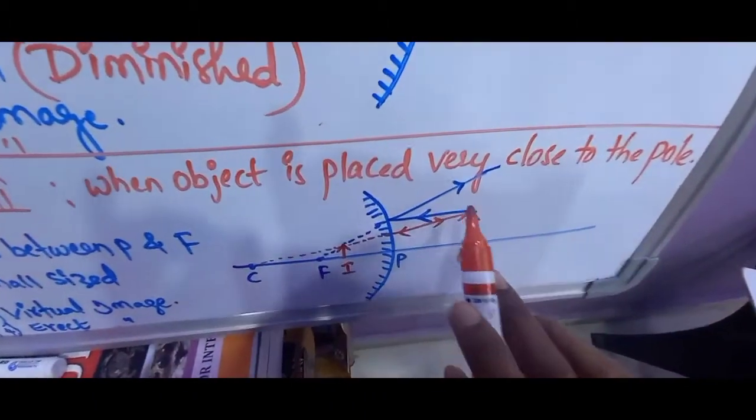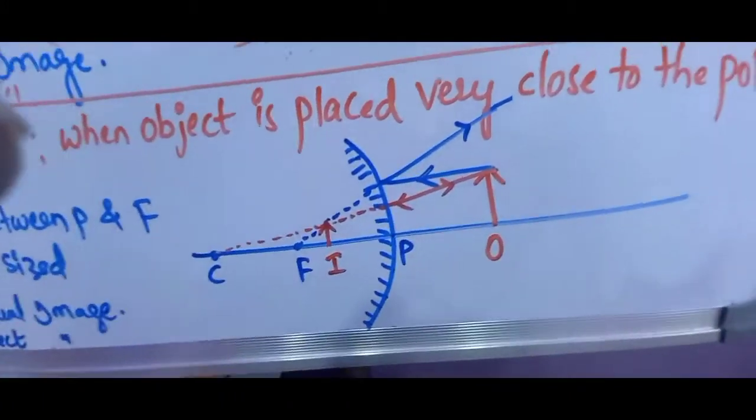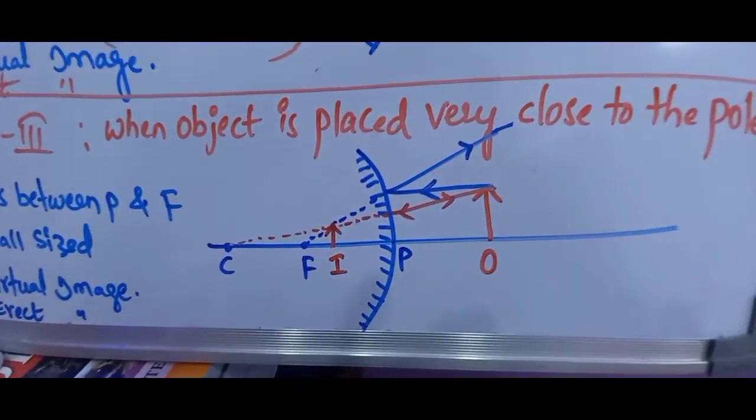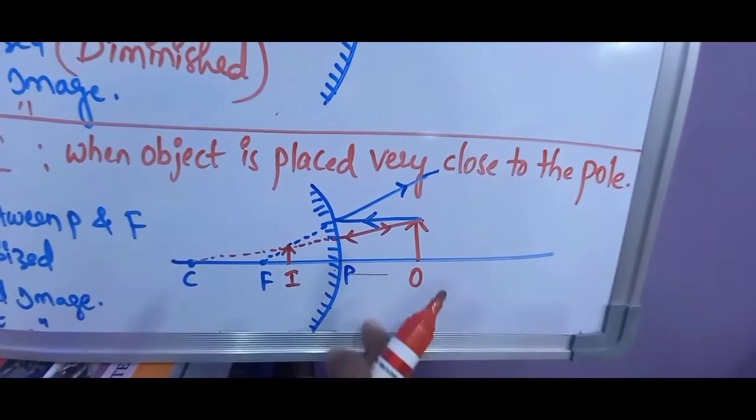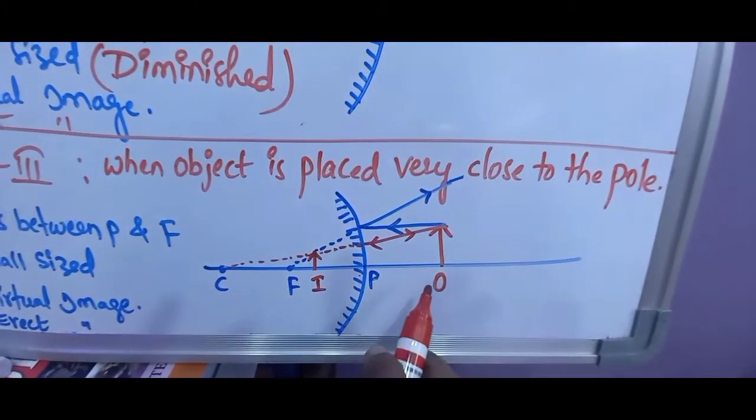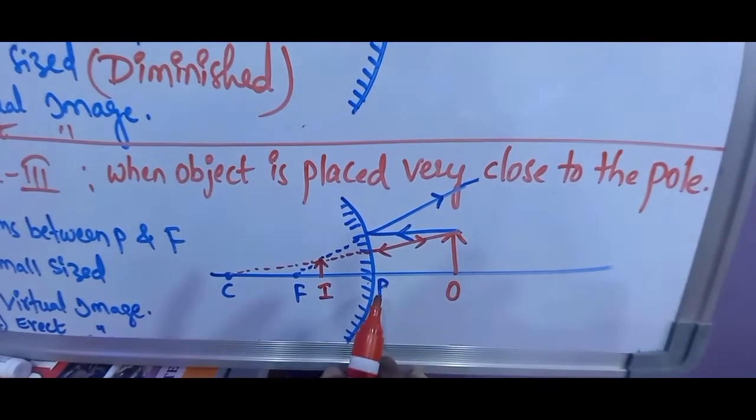Now to go to case number 3. When the object is placed very close to the pole, when the object is brought very near to the convex mirror and very close to the pole. This is the pole. In front of the convex mirror, the object is very near to the pole now.